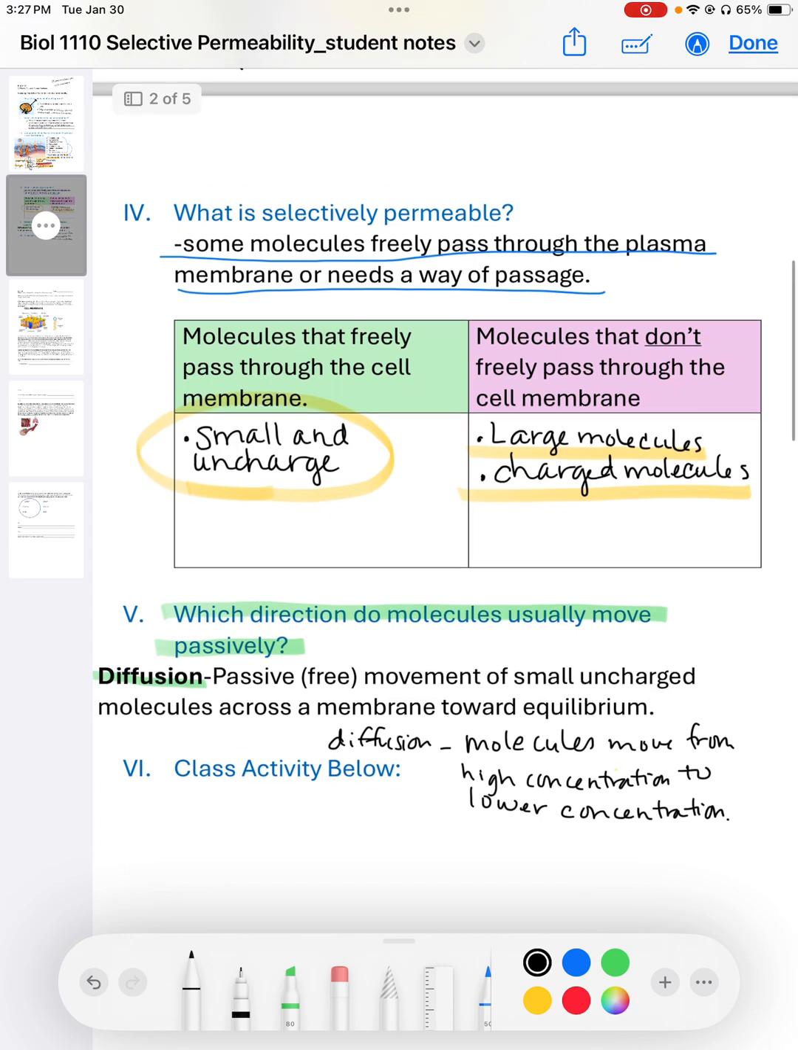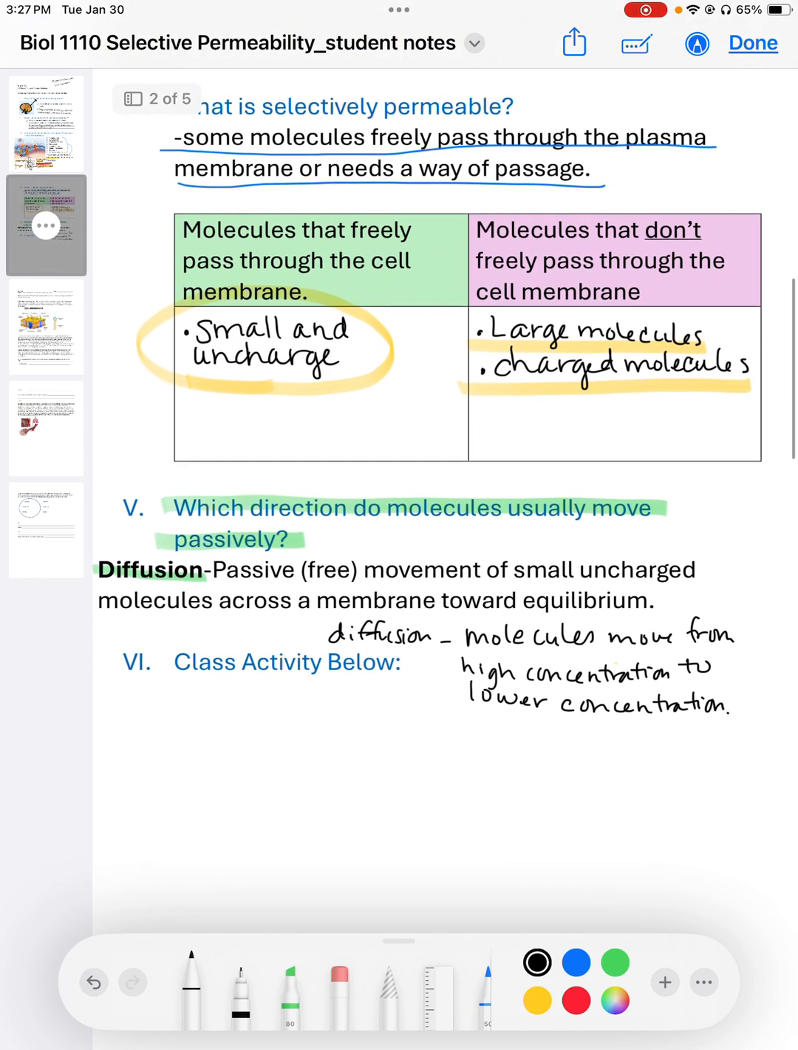And I'm just going to point it out here because sometimes students confuse this with osmosis. Osmosis still involves diffusion, but osmosis is the movement of water molecules from a high concentration to a low concentration.